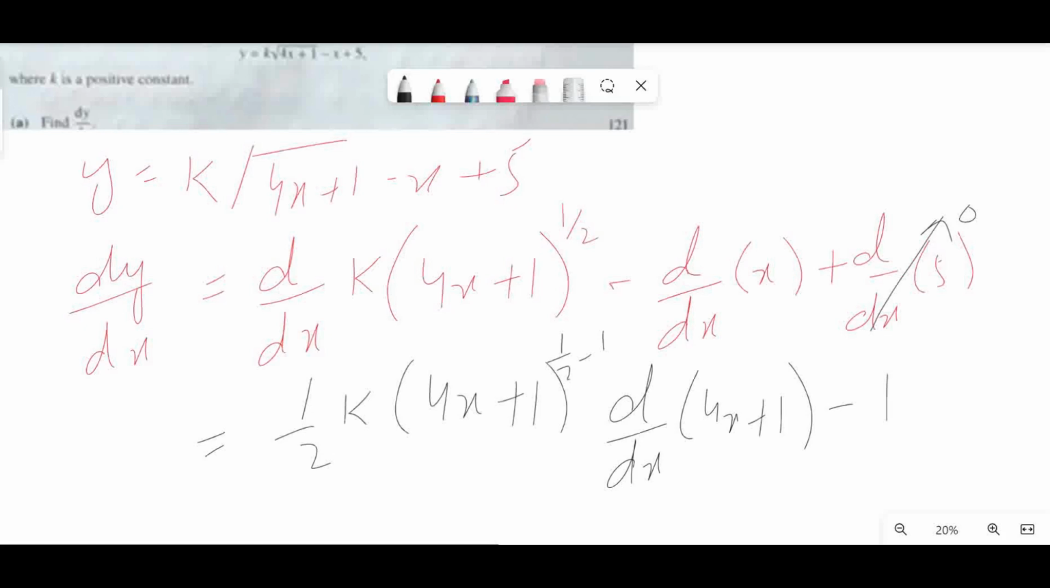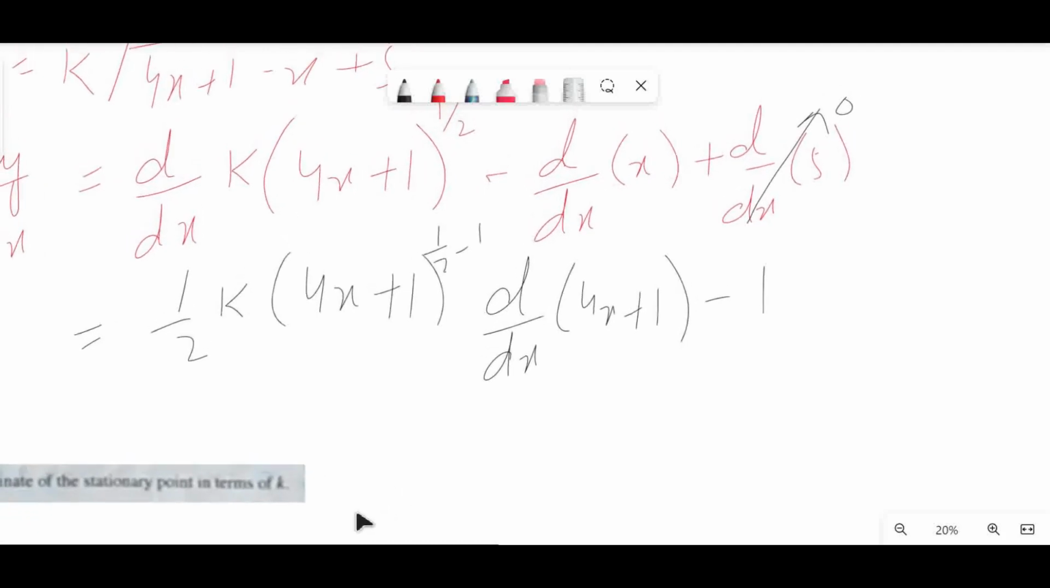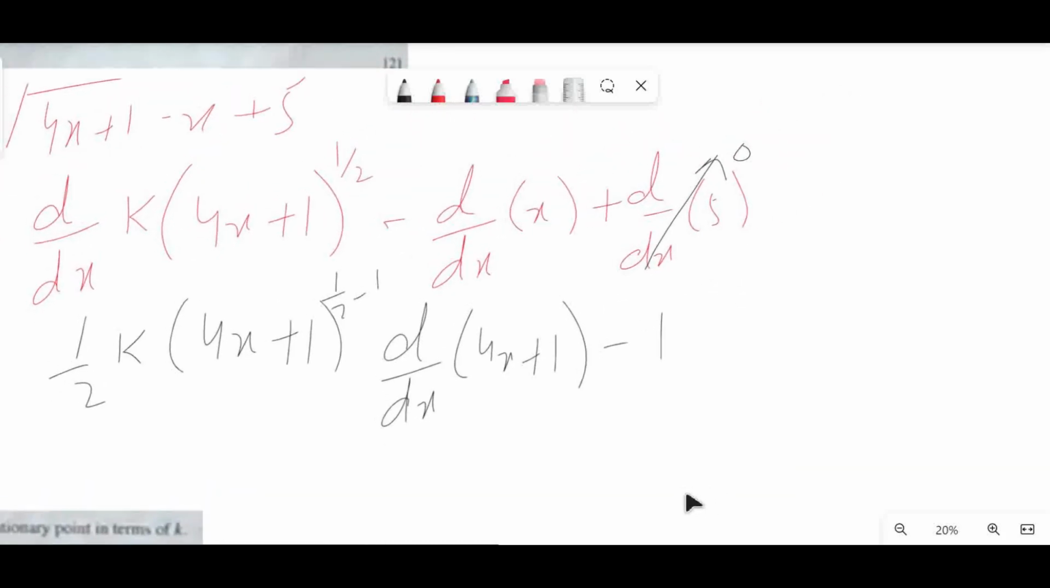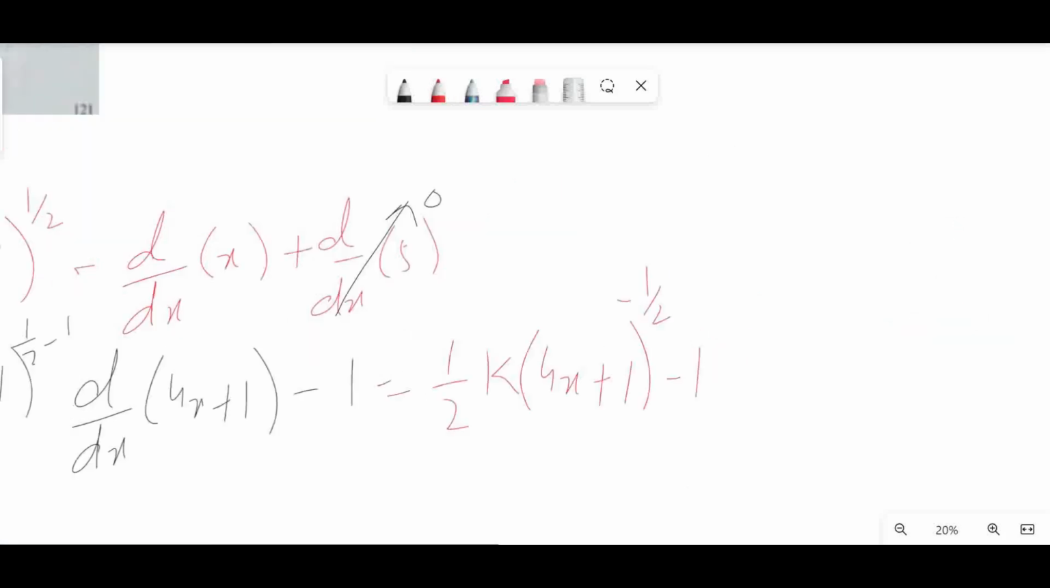Now if we further simplify it, we can write it as 1 by 2 k (4x plus 1) power 1 by 2 minus 1, and the answer for the internal derivative will be equal to 4. So we can write it over here.